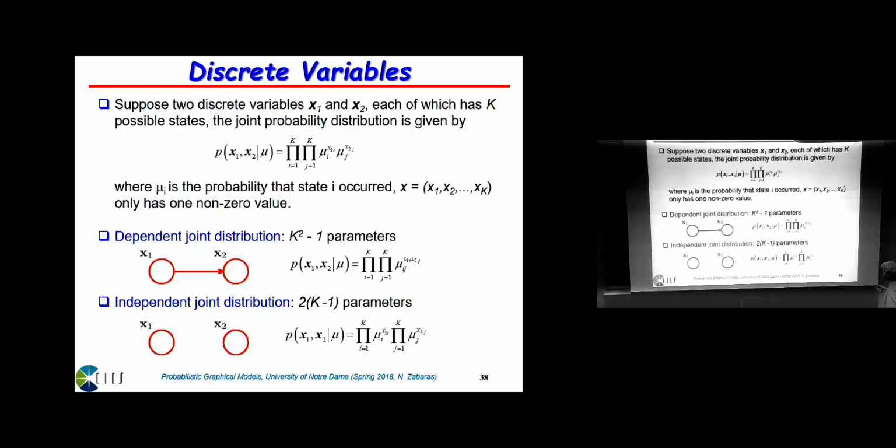Because in this product, only one i and one j from x1 and x2 will take the value 1, and everything else will be 0. All right? And something to the power 0 gives you what? Gives you 1. All right?